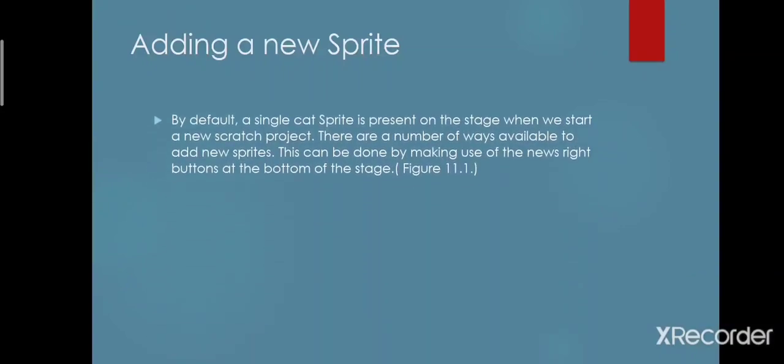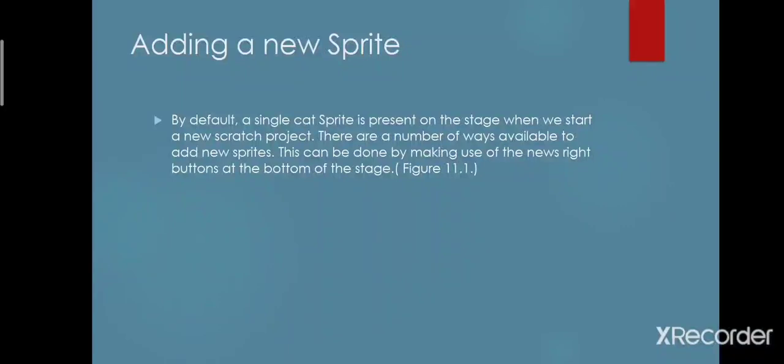Whenever we are going to make a new project or any movie, you know that there is a sprite which is by default, put in by the manufacturer of the product. We are talking about the sprite, and Scratch is a software for making games and animations. By default, a single cat sprite is present on the stage when we start a new Scratch project.